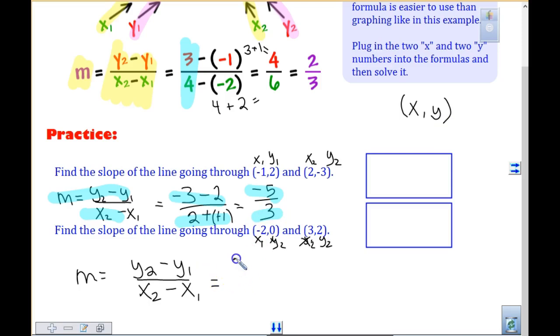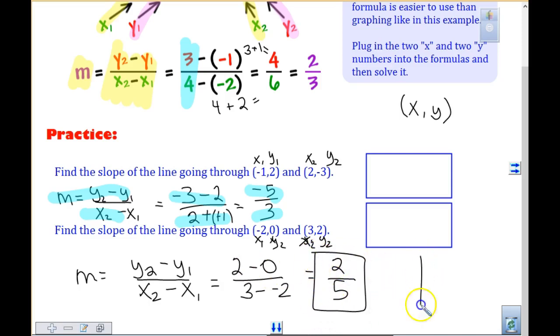So, Maya, you said we're going to take 2, minus 0. And Joel, we're going to continue with our X2, which would be? 3 minus, minus negative 2. So again, you don't always have to put that parenthesis there. This is going to be, in my denominator, 5 and 2. And I have a positive 2 fifths.